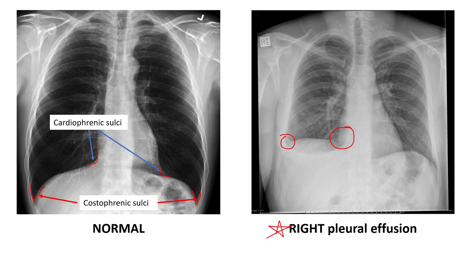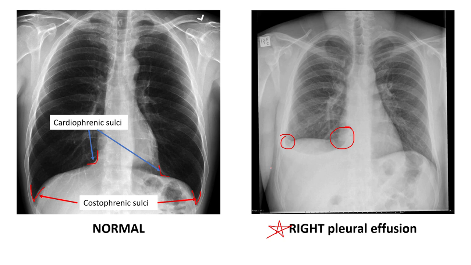They are blunted. And the most common cause for a blunted sulcus is a phenomenon called pleural effusion, which is simply a collection of fluid in the pleural space.